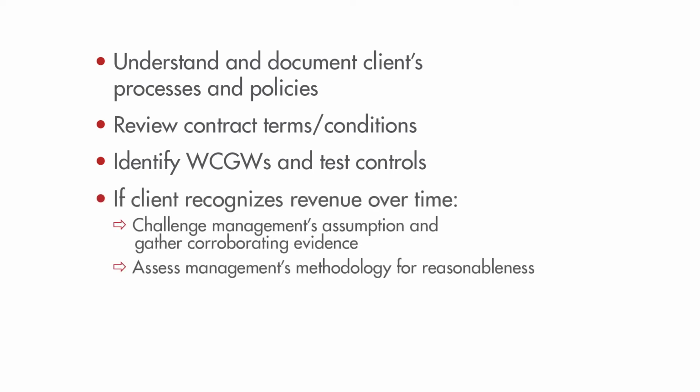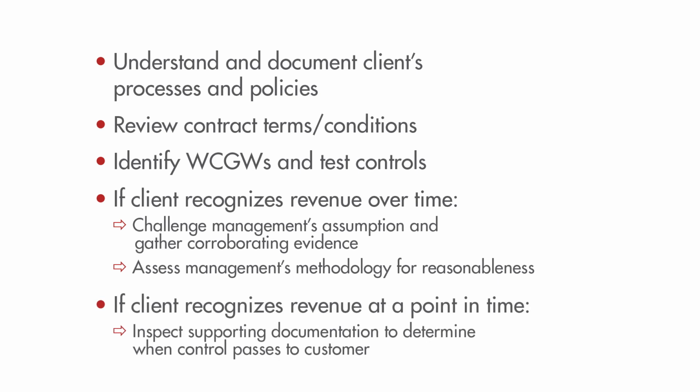If the client recognizes revenue over time, you need to challenge management's assumptions and gather corroborating evidence to support that they meet at least one of the 3 criteria. You need to assess management's method for recognizing revenue over time using either input or output measures and verify that the method used reflects the transfer of control of the various performance obligations. If the client recognizes revenue at a point in time, you need to inspect supporting documentation to determine when control actually transfers to the customer.